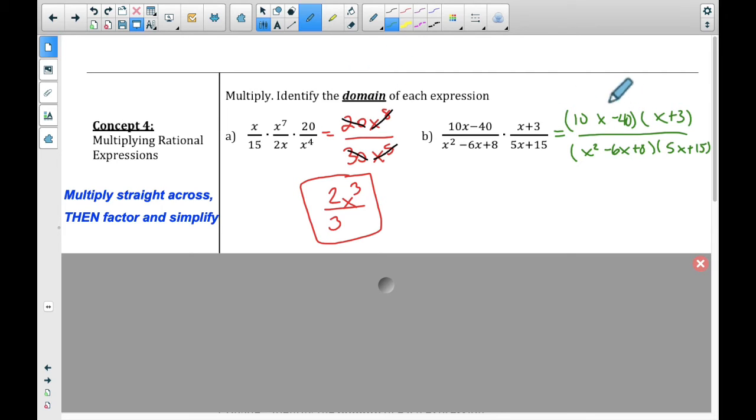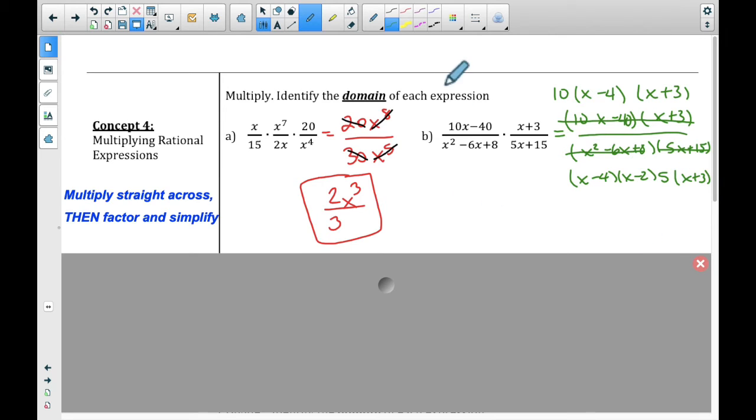So now, if I factor out a 10 out of the top, I'm going to have 10 times x minus 4. This one does not factor, so I just have x plus 3. I'm going to cross these out to show that I've already factored them. This one can also be factored: x minus 4 and x minus 2. So I've factored that one. This one I can factor out a 5: 5 times x plus 3.